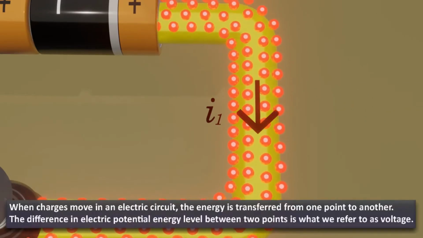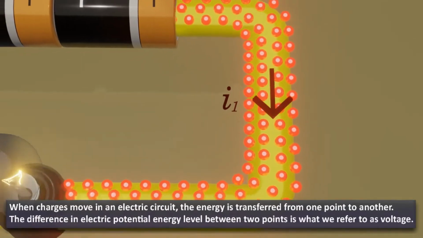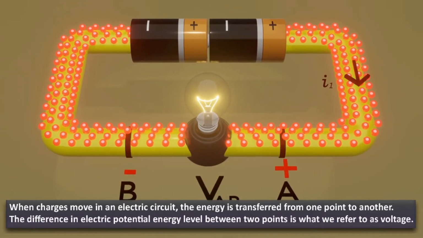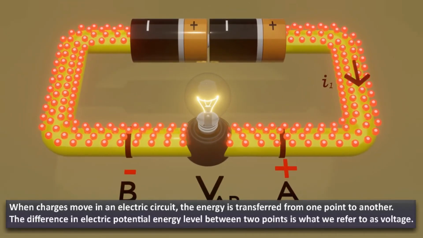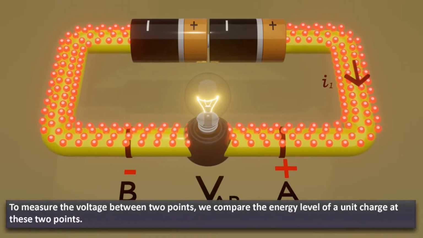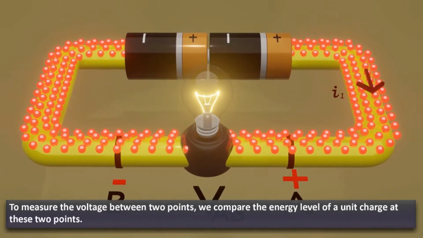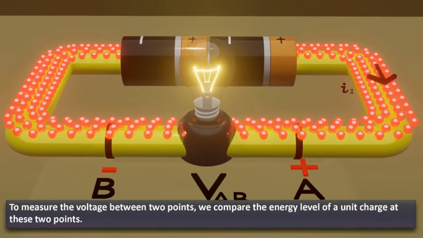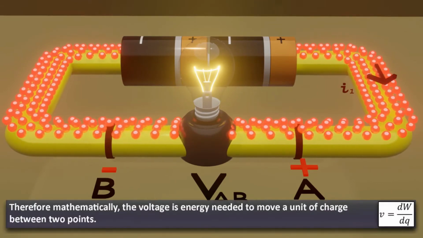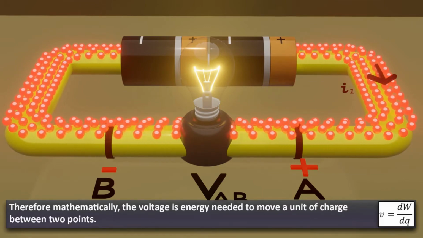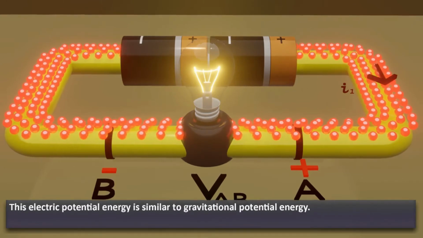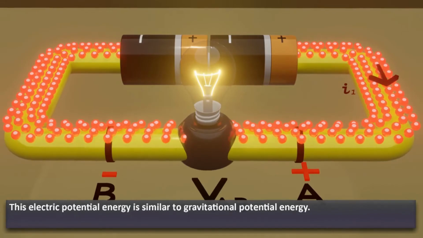When charges move in an electric circuit, the energy is transferred from one point to another. The difference in electric potential energy level between 2 points is what we refer to as voltage. To measure the voltage between 2 points, we compare the energy level of a unit of charge at these 2 points. Therefore, mathematically, the voltage is the energy needed to move a unit of charge between 2 points. This electric potential energy is similar to gravitational potential energy.